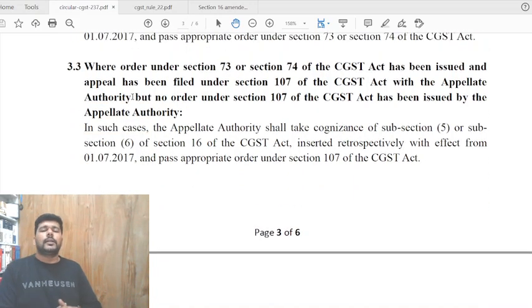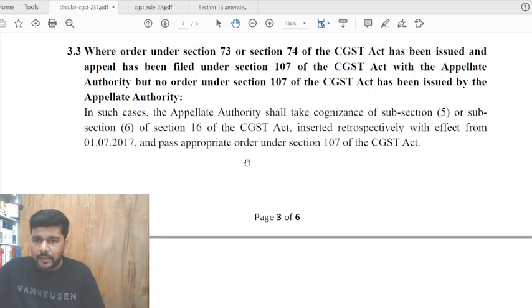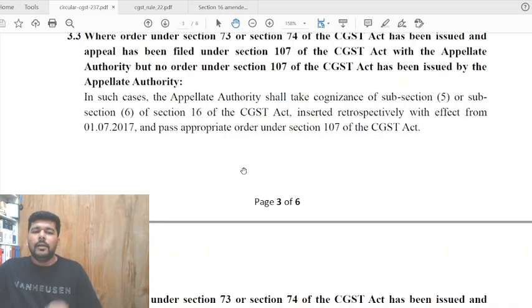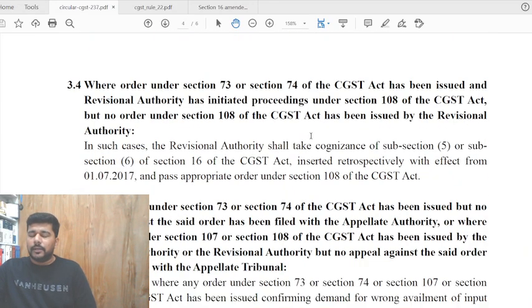Third, where an order under 73-74 has been issued and appeal has been filed with the appellate authority, but no order under 107 has been issued. Means what? कि आपने adjudication order के against appeal file किया हुआ है, but that appeal is just lying as it is, there is no change in it. Now, in such case, the appellate authority shall take the cognizance of 16(5), inserted retrospectively with effect from 1st July 2017, and pass the appropriate order under 107, that is in case of appeals.